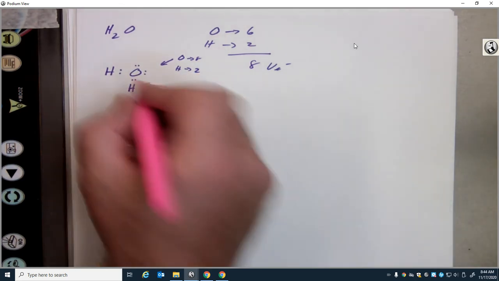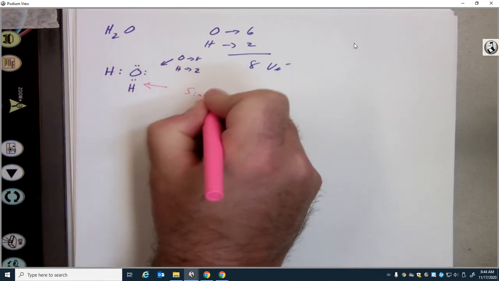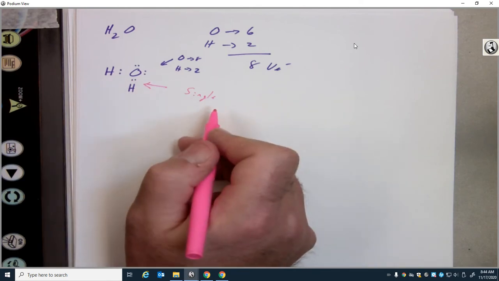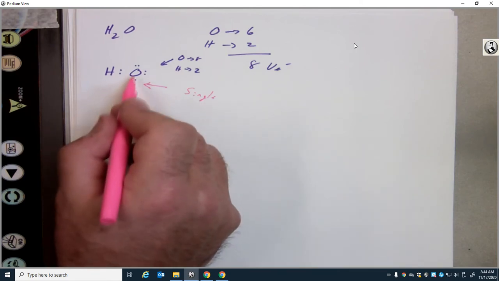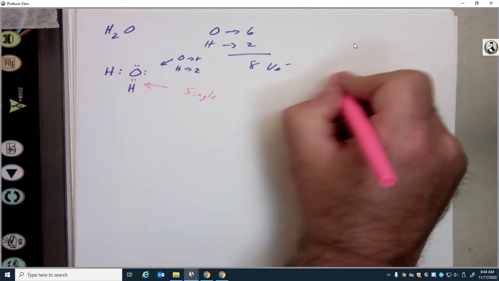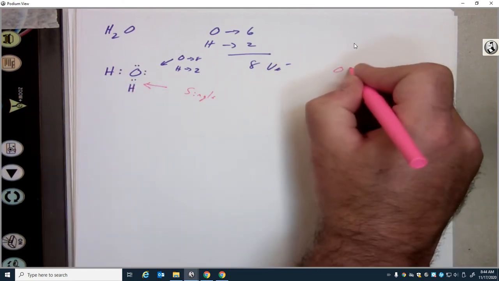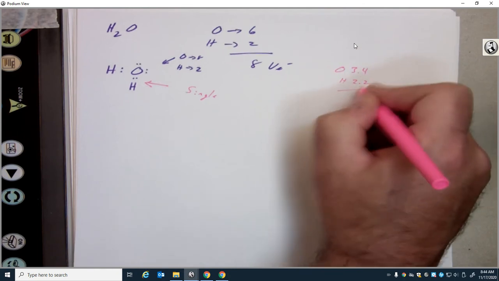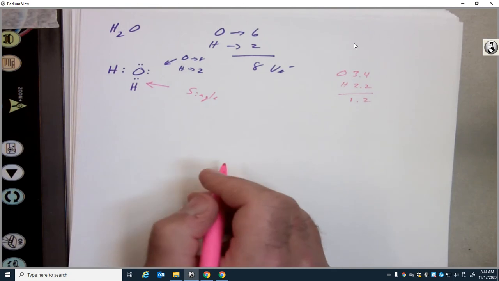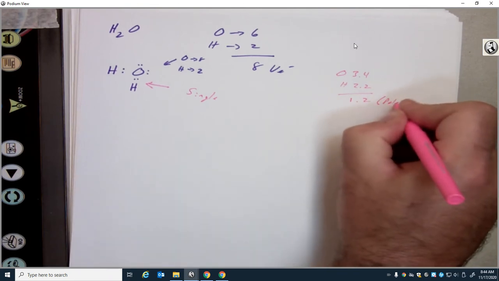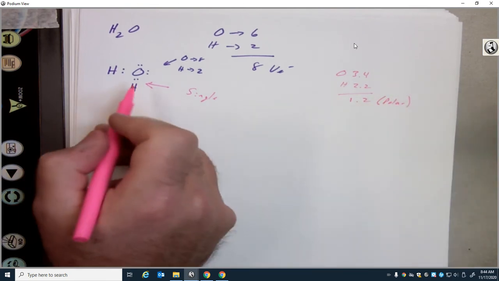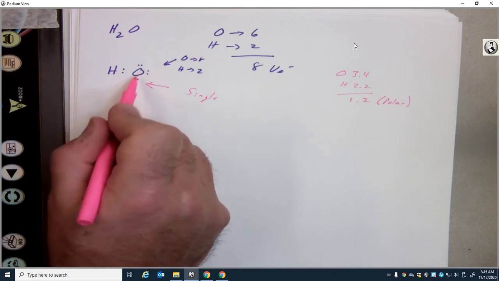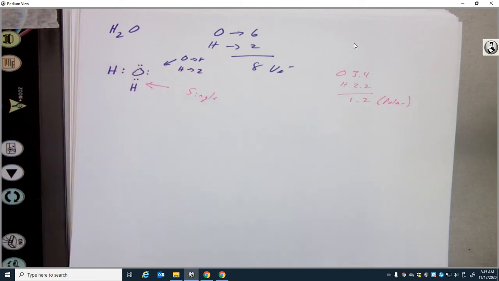Well, we know that it is a single bond because we have 1 pair of electrons being shared. Are these electrons shared equally or unequally? Well, if we look at the electronegativities, oxygen we can look up is 3.4. Hydrogen is 2.2. So we end up with a 1.2 difference, which tells me this is polar. The electrons are going to be pulled towards the one that's more electronegative, so they're going to be pulled up here towards oxygen.